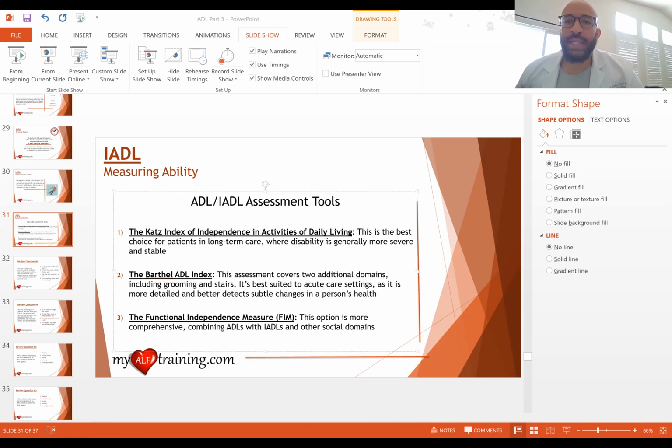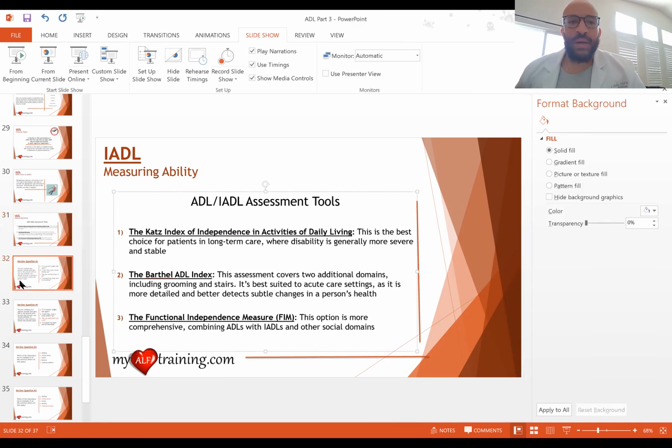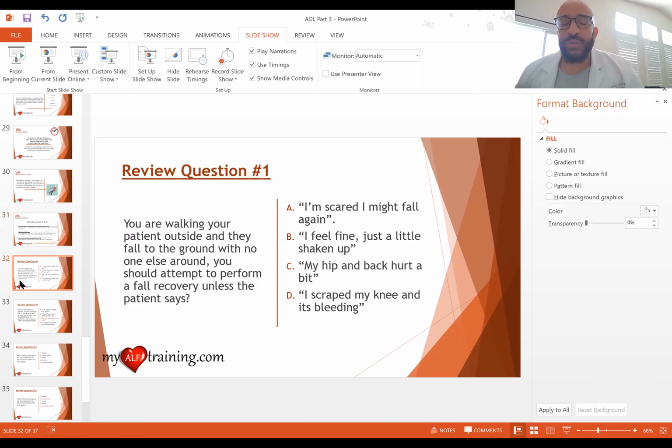Total it up, and we can have a numeric score, something physical that we can see and measure how much assistance a specific patient may or may not need. Okay, now that's it. That's part three. So you've completed part one, part two, and part three.